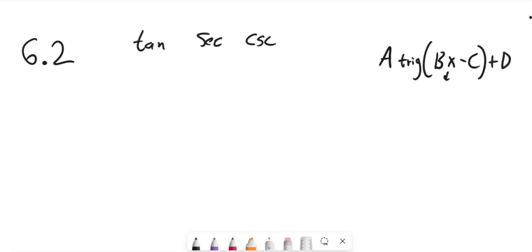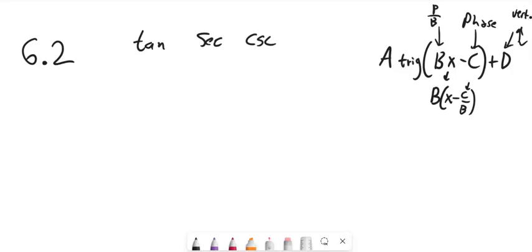Sometimes I encourage you to factor out that B, and I like to think of it that way, where this is just a number. If you remember, we had the phase shift here. We have just a vertical displacement, vertical motion, that just moves it up and down. This B gave us a new period: we took the period and divided it by B. And this A we were calling the amplitude, but it was a stretch.